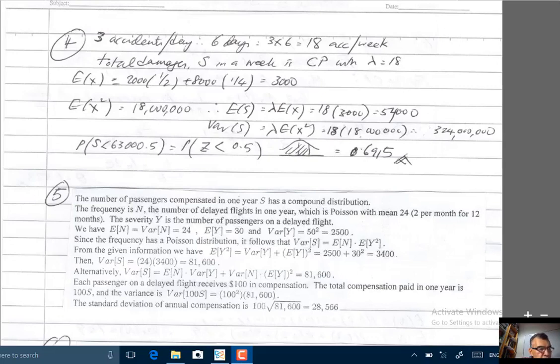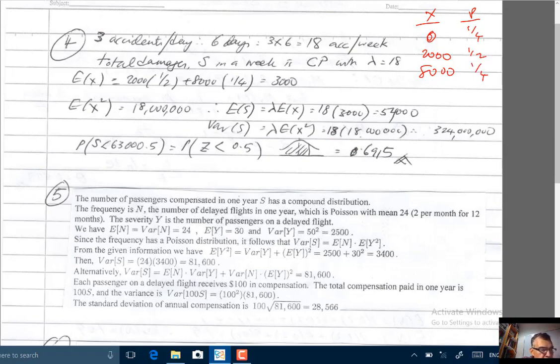Question number 4, let me read it. Speedy Delivery Company makes deliveries 6 days a week. Accidents involving Speedy vehicles occur according to a Poisson process with a rate of 3 per day and are independent. In each accident, damage to the contents of Speedy's vehicle is distributed as follows. They give you the amount of the damage. Okay, let me write it here. 0, 2,000, 8,000, yeah? These are the values of x and the probabilities: 1/4, a half, and 1/4. Good.